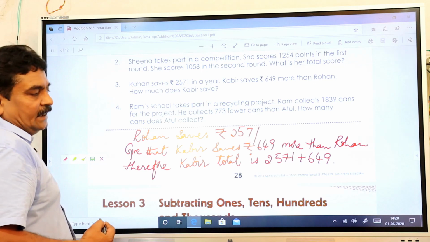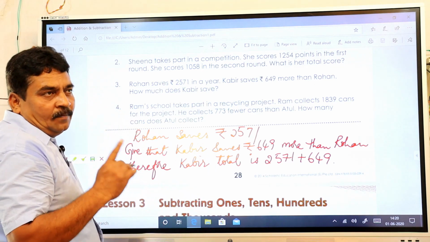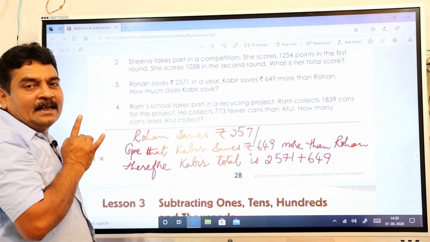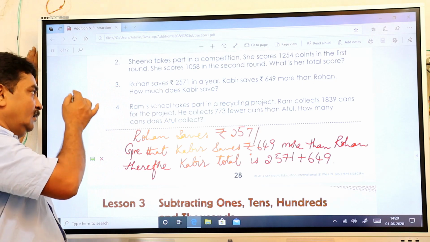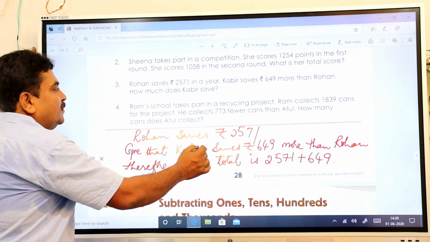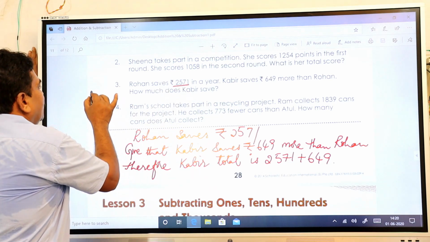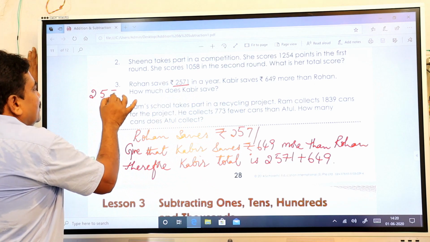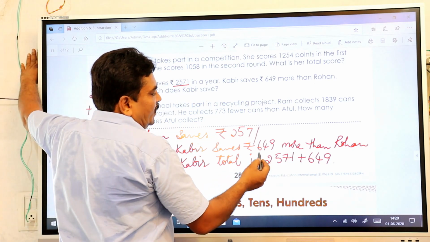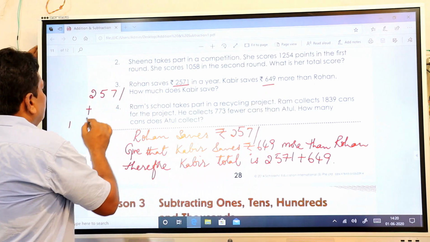So again I'll do it here so that you can understand. You have to do it in a tabular form: ones place, tens place, hundreds place and thousands place. I'm doing it here in a random way. You please do it in a tabular form. So the first value is how much? 2571. 2571 plus, what is the next one? 649.